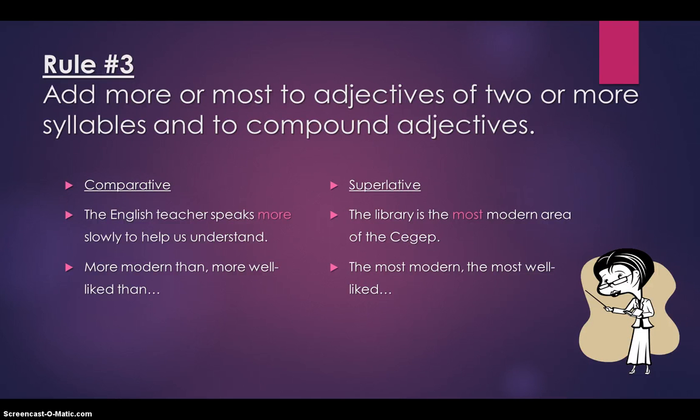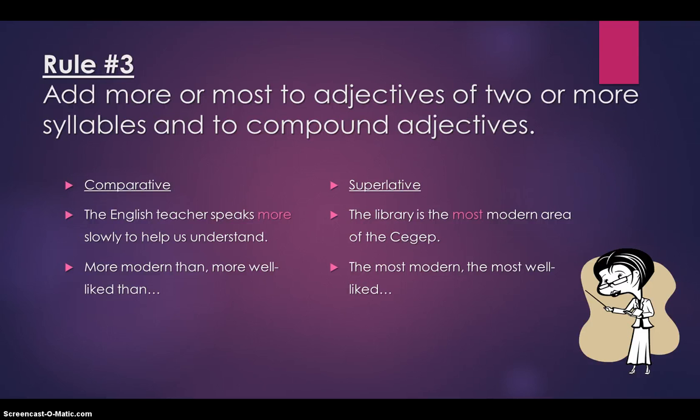For rule number 3, we need to add more or most to adjectives of two or more syllables and to compound adjectives. For the comparative forms, we have the English teacher speaks more slowly to help us understand, and the superlative forms, the library is the most modern area of the school.